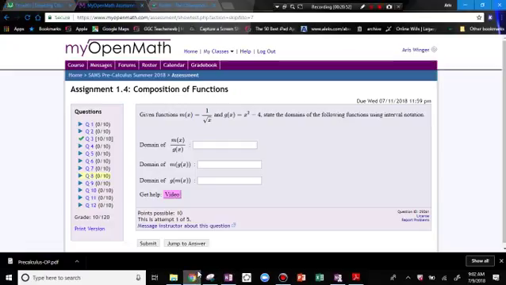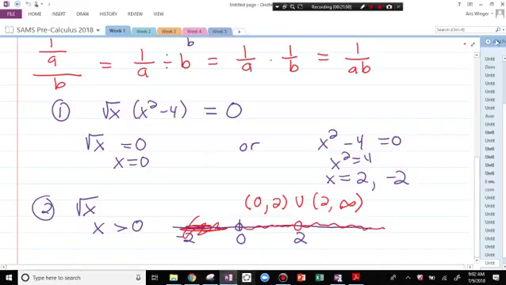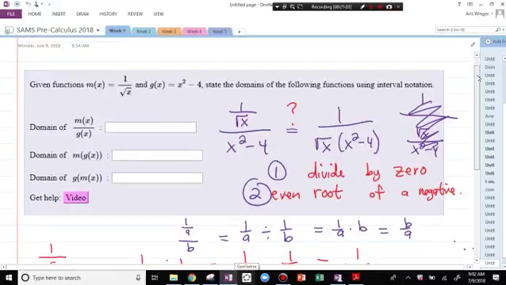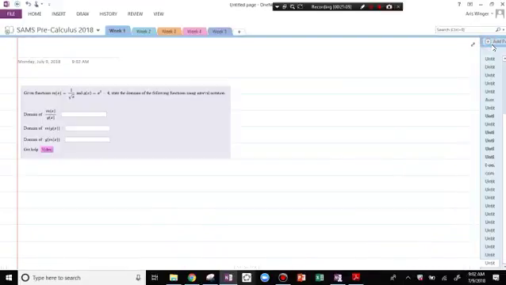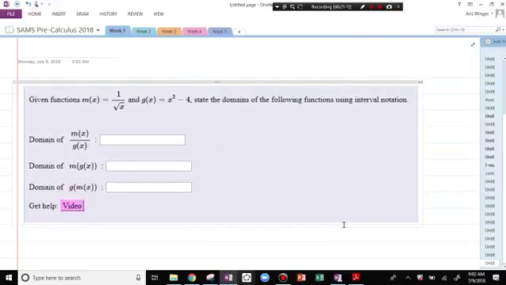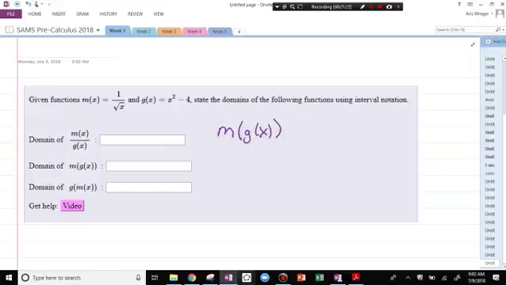M of G and G of M. Okay, this is nice and delicate. This is good. All right, so then M of G, how good is this thing? Oh, it's that good. I'm going to take G, plug that into M, see where problems might come up. M of G of X. Putting G inside of M, 1 over the square root of X squared minus 4.